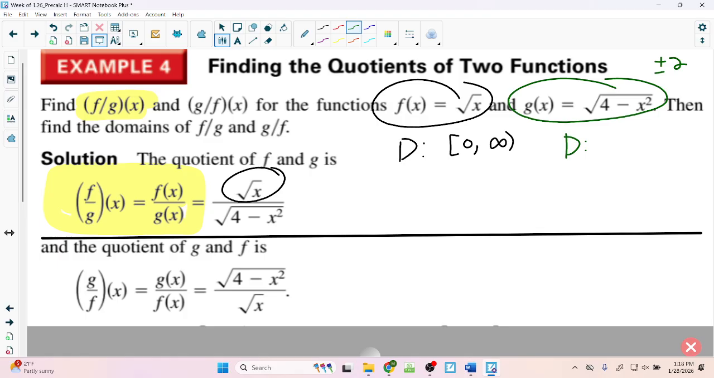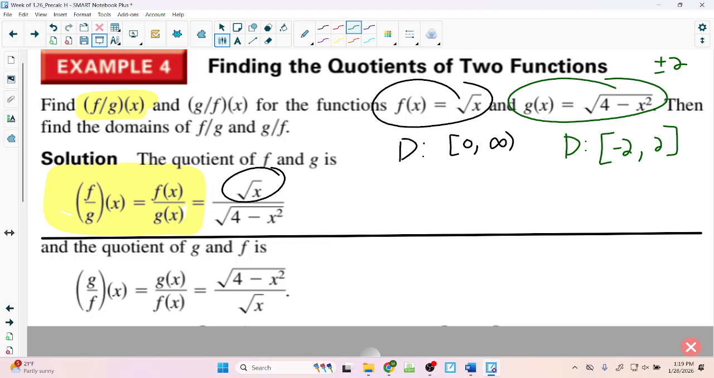We said we didn't want 10, right? So that means we must stop at 2. So I think our domain is going to be from negative 2 to 2. Let's just double check it. Does 1 plug in and that's all right? Yeah? Does 2 plug in? That's all right? Does 3 plug in? Is that all right? No. So does it make sense?